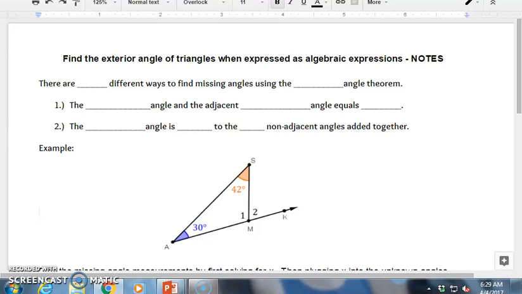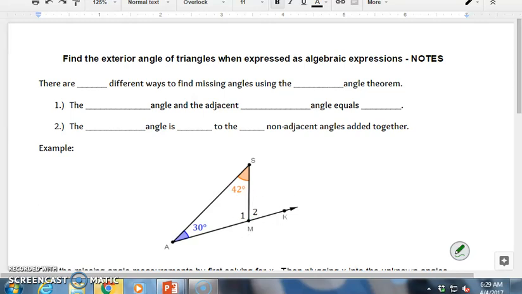Alright guys, so we are going to continue with the exterior angle theorem, except this time it'll have algebraic expressions. So we're going to have to solve for x before we can find any of the missing angles. In our first set of notes, I only talked to you about finding the exterior angle by using the fact that this adjacent interior angle was equal to 180 degrees with the exterior angle.